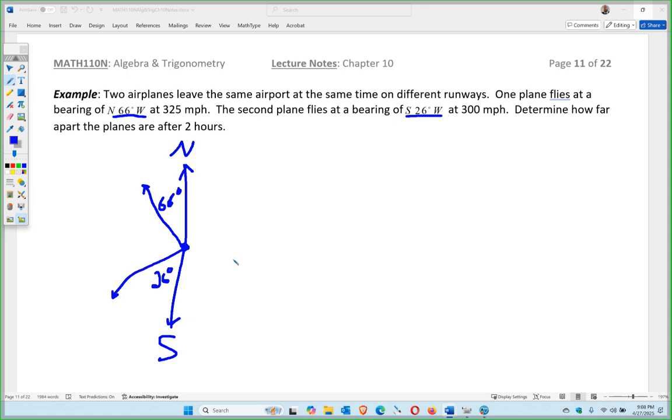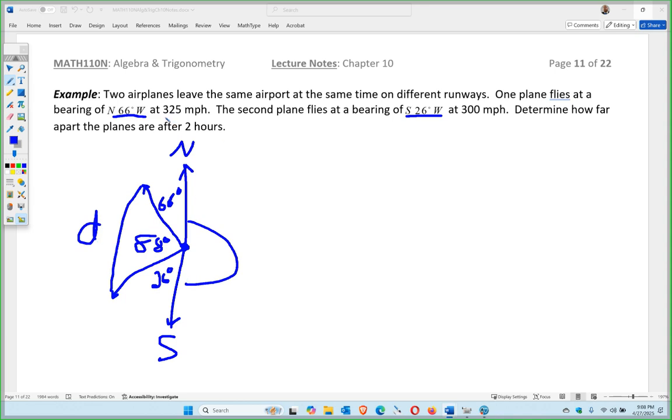All right, so if I do a little bit of math, 66 plus 26, that's 92. So this remaining here is 88, right? Because from here to here is 180 degrees, correct? So we want to know the distance between the two planes, basically.